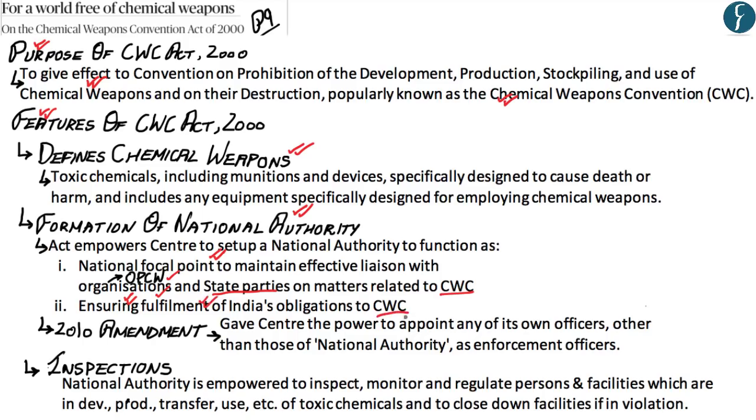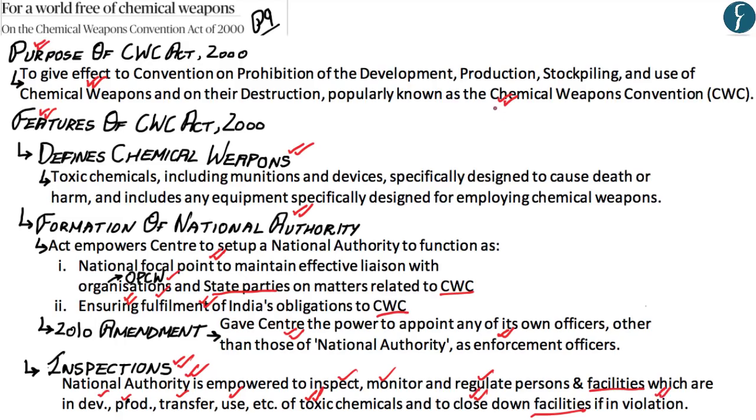wherein one of the main obligations under the Chemical Weapons Convention is of inspections, wherein the national authority and designated enforcement officers of the central government are empowered to inspect, monitor, and regulate people and facilities which either develop, produce, transfer, use, or are involved in any other aspect of toxic chemicals, wherein under this act, the national authority is also empowered to close down any facilities if they are in violation of this act.